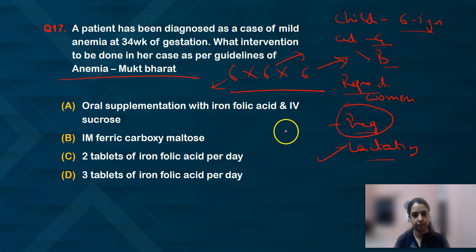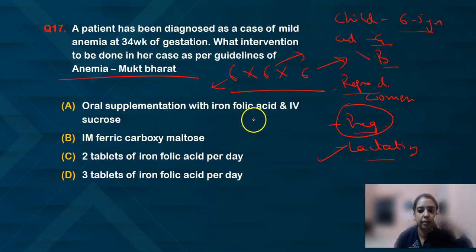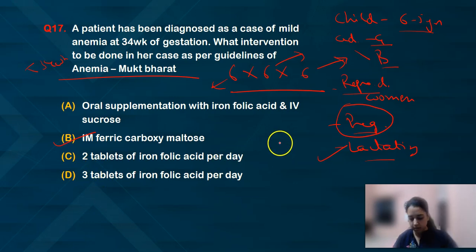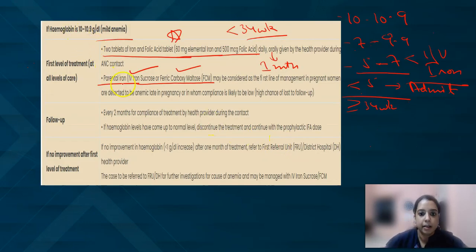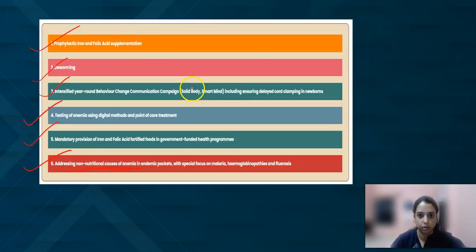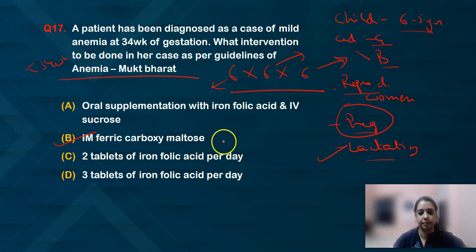Now let's get back to the question. Oral supplementation with iron folic acid and IV sucrose? No, both are not given. IM ferric carboxymaltose is given at 34 weeks. Yes, this is your answer. 2 tablets of iron folic acid per day? If she would have been less than 34 weeks, then the answer would have been 2 tablets of iron folic acid per day. 3 tablets? No, it is not given. So you can see here that parenteral iron means IV iron sucrose or FCM may be considered as first line in pregnant women who are anemic late in the pregnancy. FCM can be given IM and IV both, right? So this is your answer.